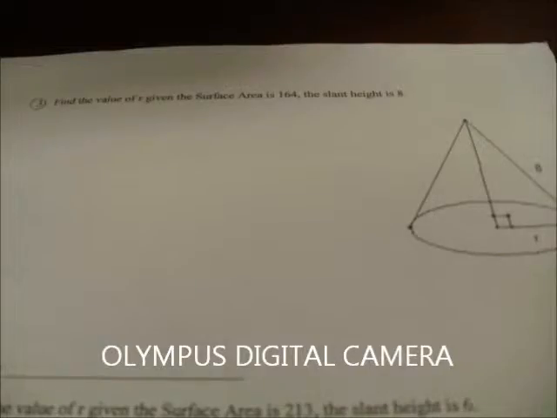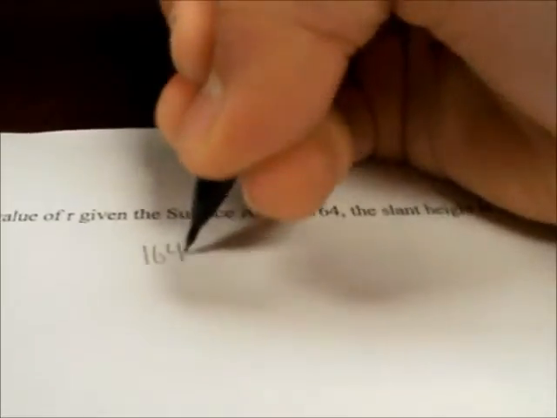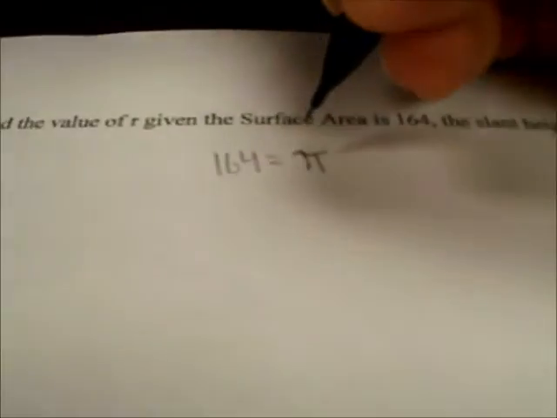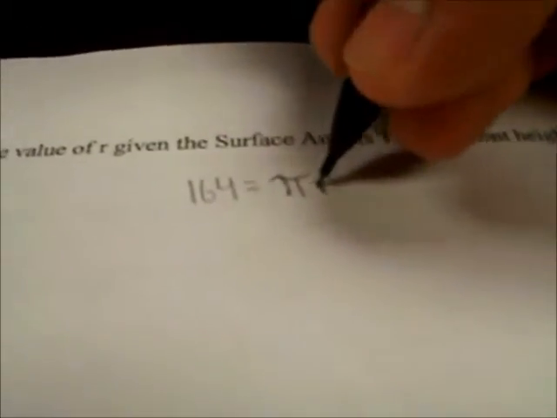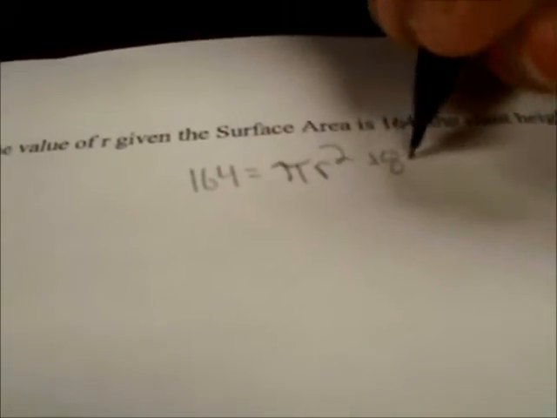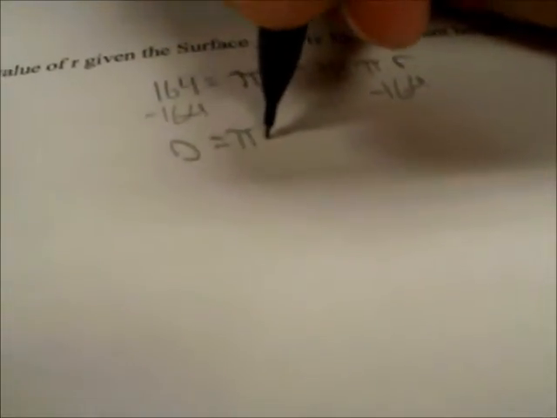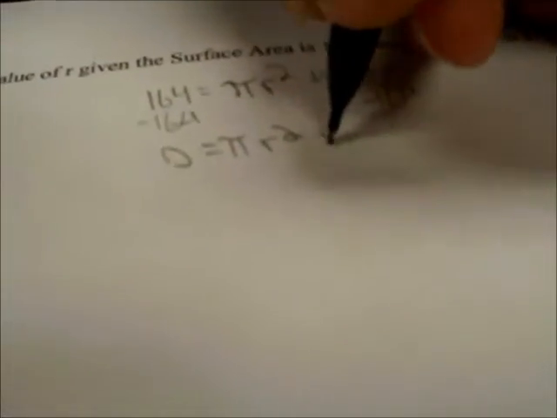For 12.3, day 3, the last question for this video is question 3. Find the value of r given the surface area is 164. The slant height is 8. We are given a cone where the slant height is 8 and the radius is r. We have the surface area, so we have 164 equals pi r squared plus 8 pi r.